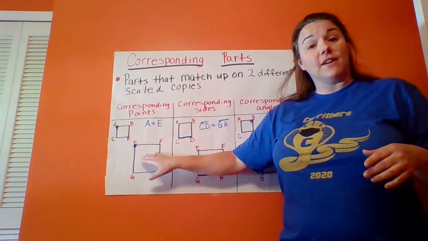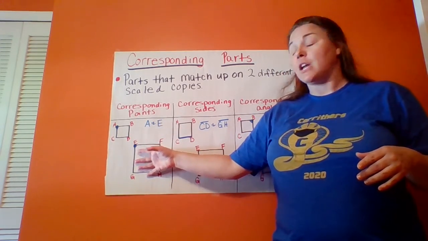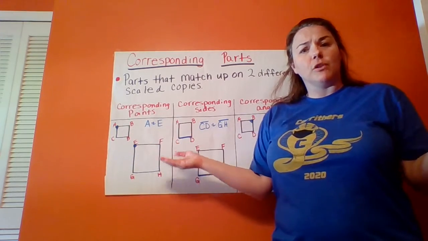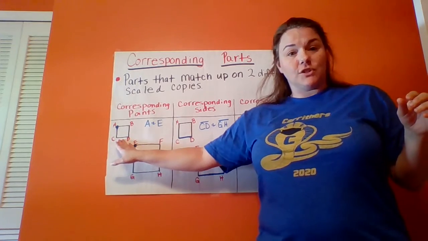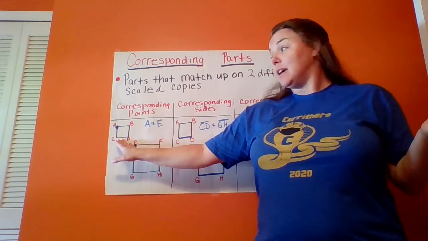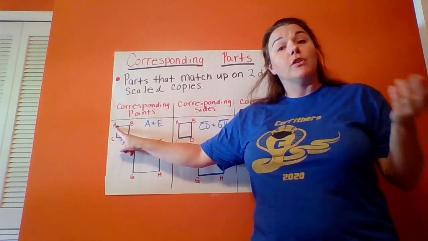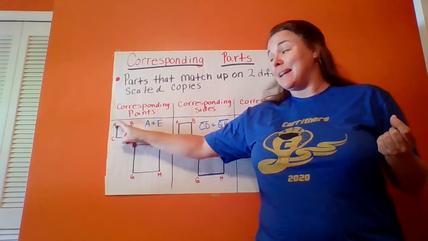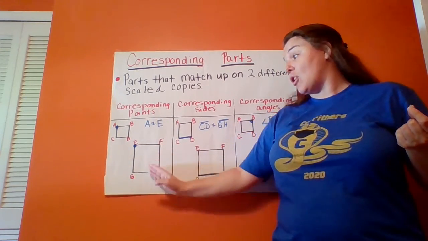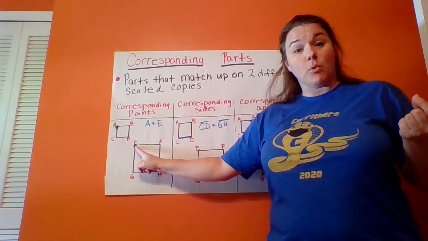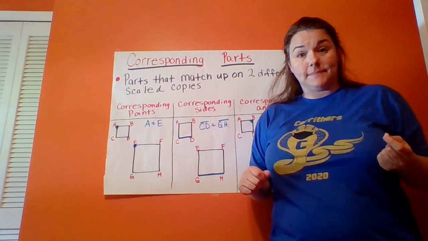We're going to look specifically at corresponding points on this one. We're looking for points that match up. If we look at the original ABCD, notice here's point A. It's in the top left. Well, the corresponding point to point A is actually point E on this scaled copy because it's also the point in the top left. So these are corresponding points.